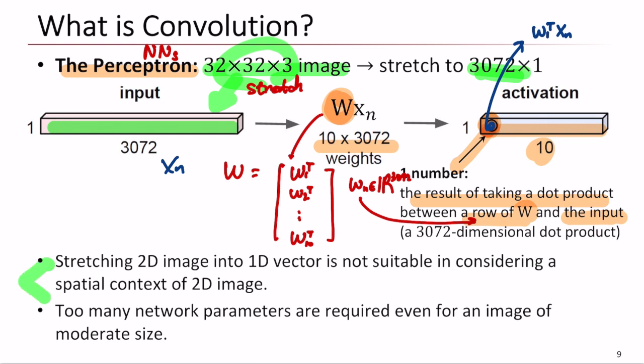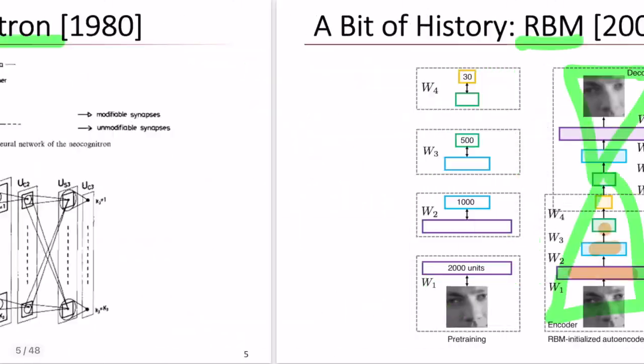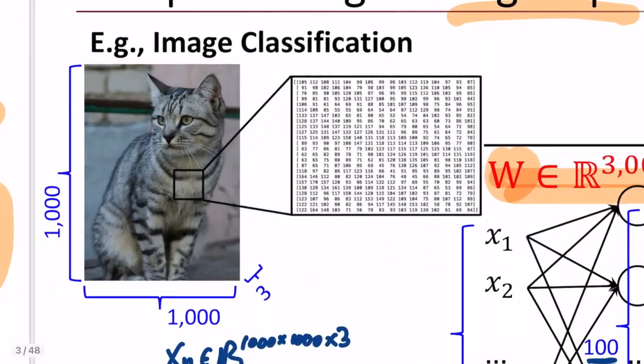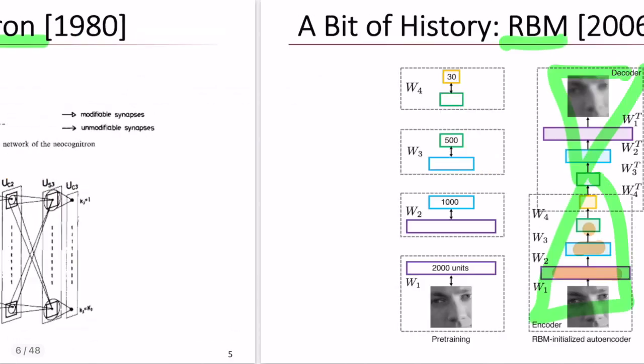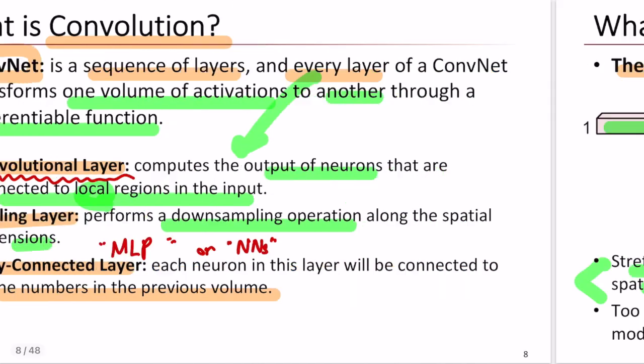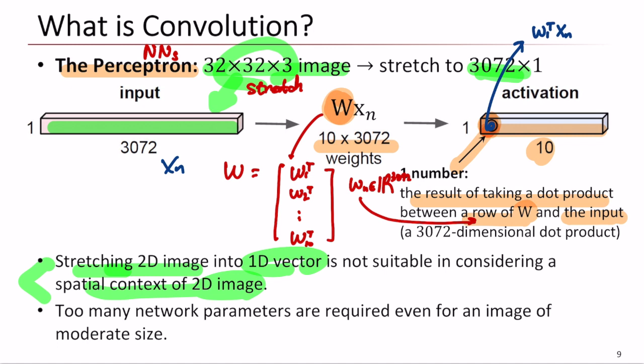The first one is that stretching the 2D images to a 1D vector is not suitable for considering the spatial context of the 2D images. As we can see in the natural images, the spatial structure has some kind of meaning. Let's say, okay, here is the face and here are the two eyes, or here are the two legs, something like this. The spatial structure has some kind of meaning, but if we stretch the input images as a 1D vector, we lose spatial context. This is the first problem.